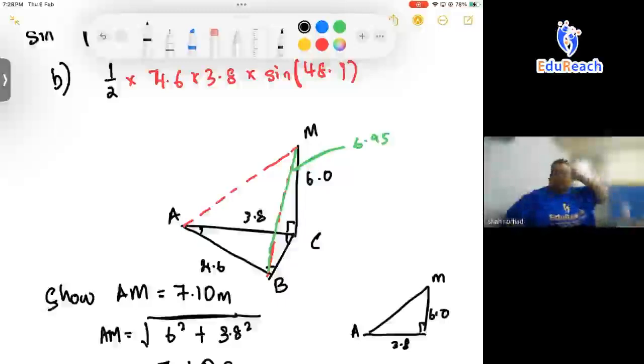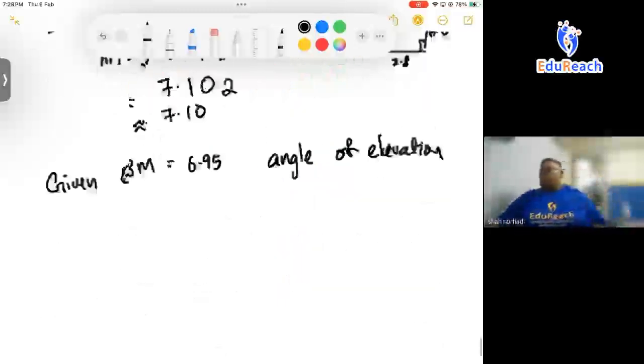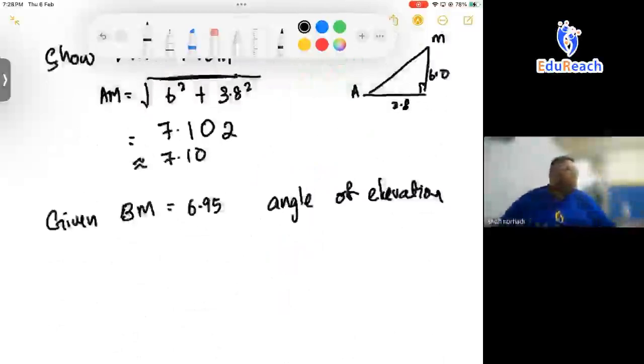Angle of elevation, what must we use? I got 6 rules, 6 steps. Have you found it? Come on, guys. When I give you notes, when I give you things to write down, you should bring them everywhere, especially for class. Never mind, I'm going to show you the 2D version.